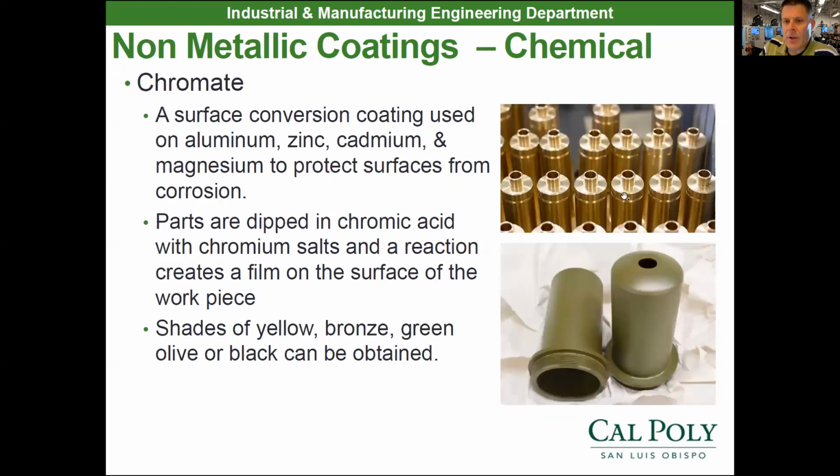Now, sometimes you're going to see the chromate coating as a gold coating right here. So what we're doing here is dipping parts in chromic acid, and there are chromium salts in there, and the reaction is going to create a film on the surface. I forgot the exact chemistry behind it off the top of my head, but on aluminum you can get shades of yellow, bronze, green, or black with these chromate coatings. It's basically called chem film, which is the industry term for it. So I would know that there are chromate coatings, also known as chem film.